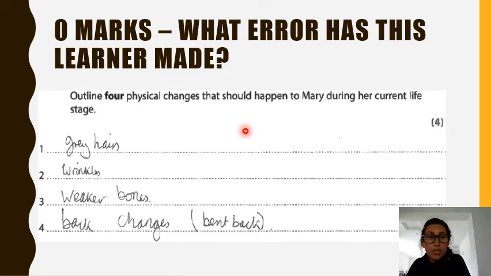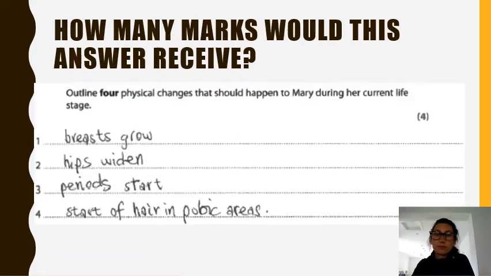They put grey hairs, wrinkles, weaker bones, bent back. That is not going to happen to Mary at 13, okay? How many marks would this answer receive then? What do you think? They've got some good answers there.